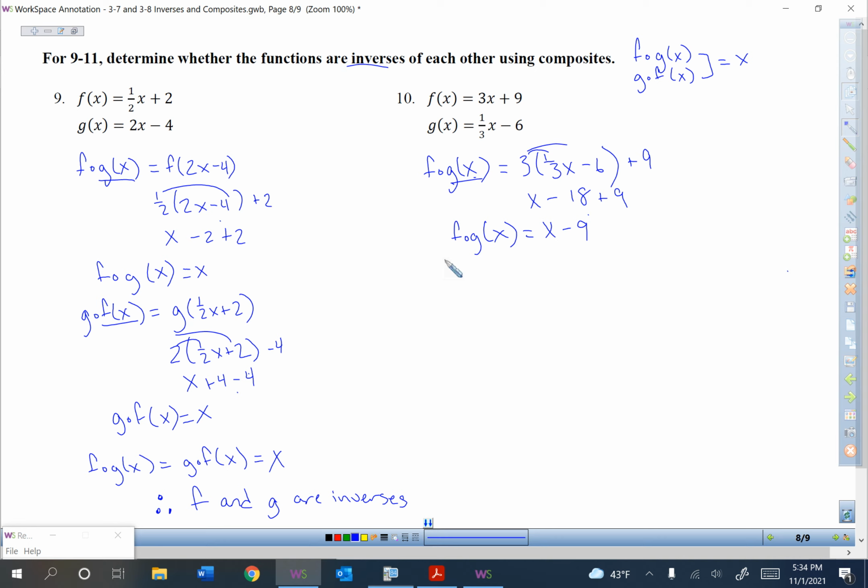So f of g of x, we'll just say not equal to x. Therefore, f and g are not inverses.